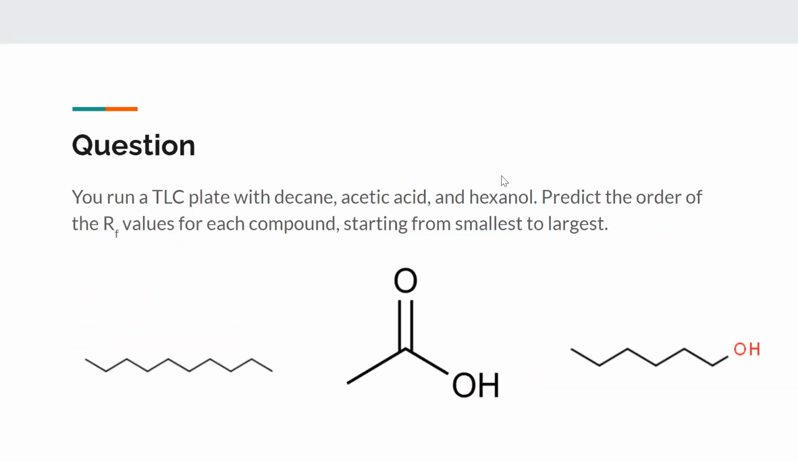This is just my explanation of it. All right, so I have another question for you guys as well. You run a TLC plate with decane, acetic acid, and hexanol. Predict the order of the RF values for each compound starting from smallest to largest. So type out what you think the order will be, starting with the smallest RF value.